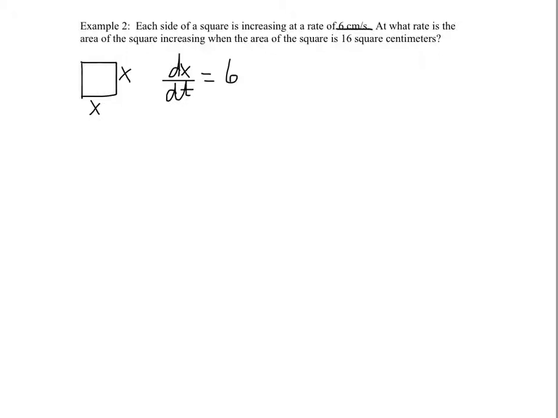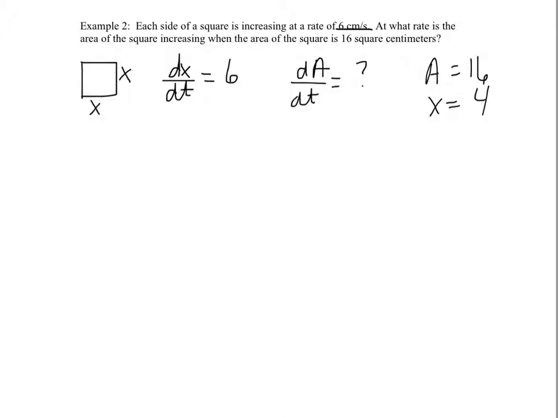This says at what rate is the area of the square increasing? In other words, it just asks us to find dA/dt. At what rate is the area increasing? That's what we're supposed to find. And then it says when the area is 16 square centimeters. Okay, so if the area is 16 square centimeters, that would mean that x has to be, hopefully you came up with 4.